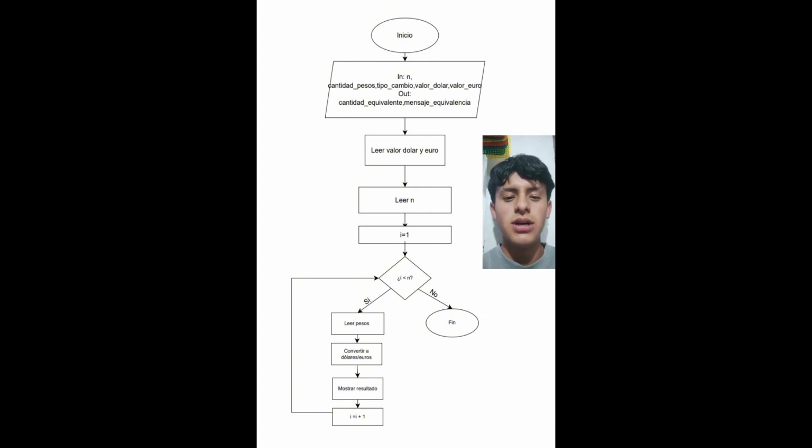The counter then increments by 1, and the process repeats until all requested conversions are complete. When no more conversions are needed, the algorithm terminates. In this way, the flowchart allows for multiple conversions to be performed in an organized, clear, and efficient manner.